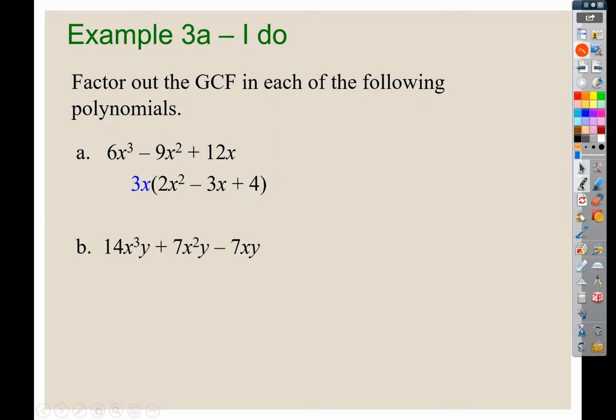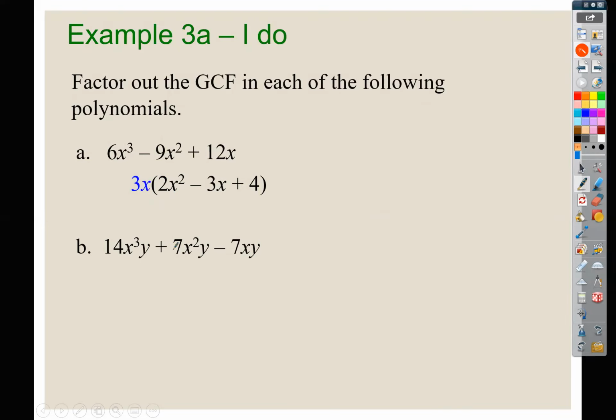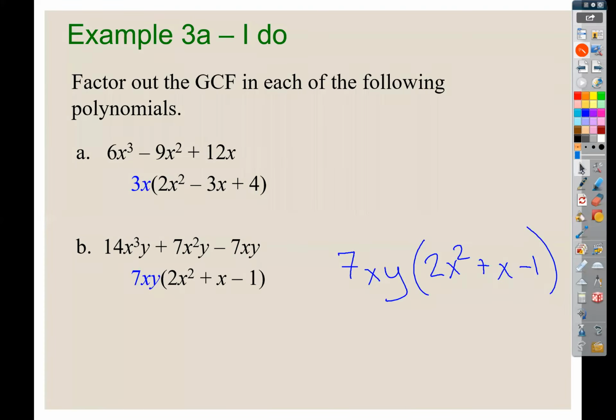All right, the next one. All right, what do all of those coefficients have in common? They all have at least a 7, right? And then how many x's did they all at least have? 1. How many y's? 1. Now, what's left? What do I multiply by 7xy to get this? So 7xy times what would give me 14x cubed y? I need a 2 and 2 more x's. 7 times 1 is 7. And how many more x's do I need? 1. What do I need to multiply by 7xy to get negative 7xy? A negative 1. So that is my answer.